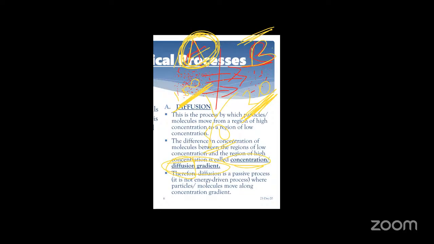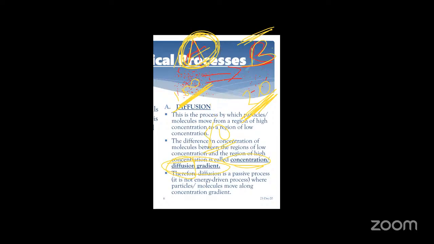So therefore, diffusion gradient is the difference in concentration between two regions. So in one region we have high concentration, in another region we have low concentration. So that difference is what we call the diffusion gradient. Now it is very important to understand the concept of diffusion gradient, because so long as there's a difference in concentration between two regions, molecules will always move from a region of high concentration to a region of low concentration.